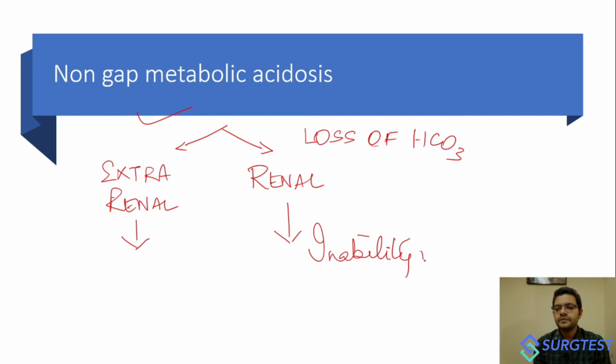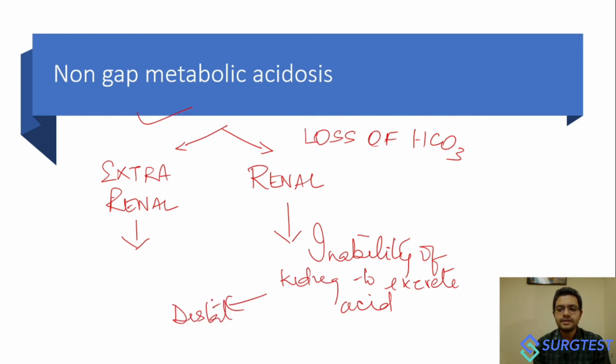Inability of the kidney to excrete acid. So this is what is happening in distal RTA. Please remember that. This is what is happening in distal RTA. So two causes of non-anion gap metabolic acidosis: there is an extrarenal loss of bicarbonate or there is a renal loss of bicarbonate. Either that or there is an inability of the renal system to excrete acid, which is what happens in distal renal tubular acidosis.